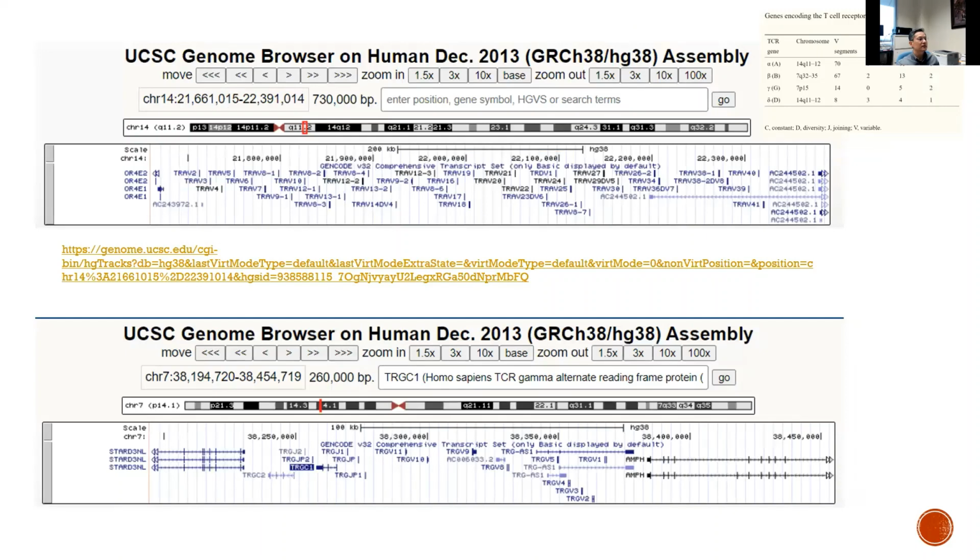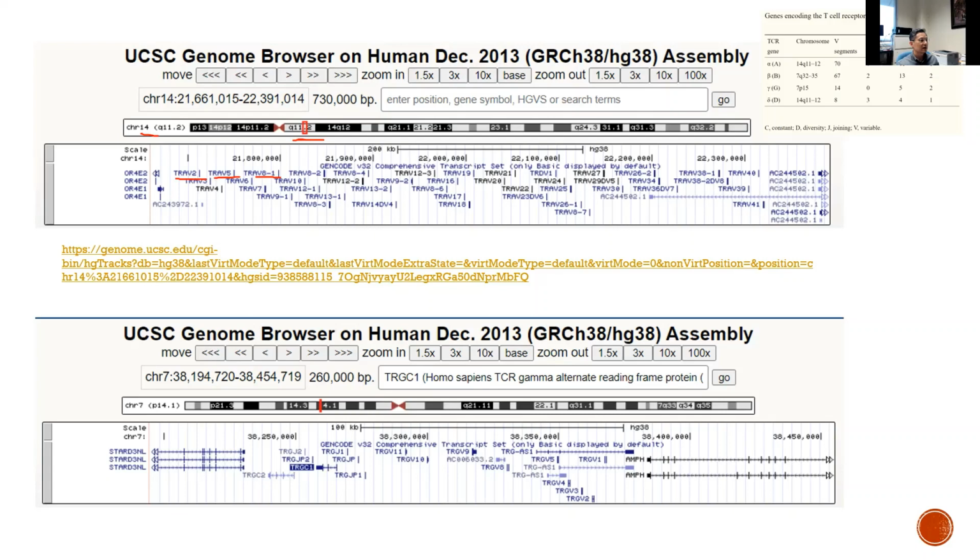And that's the alpha chain variable region genes, different segments. That's on chromosome 14 at this position. You see here TRAV2, that's variable region number 2, and that's variable region 6. So that's the locus of the T receptor alpha chain.